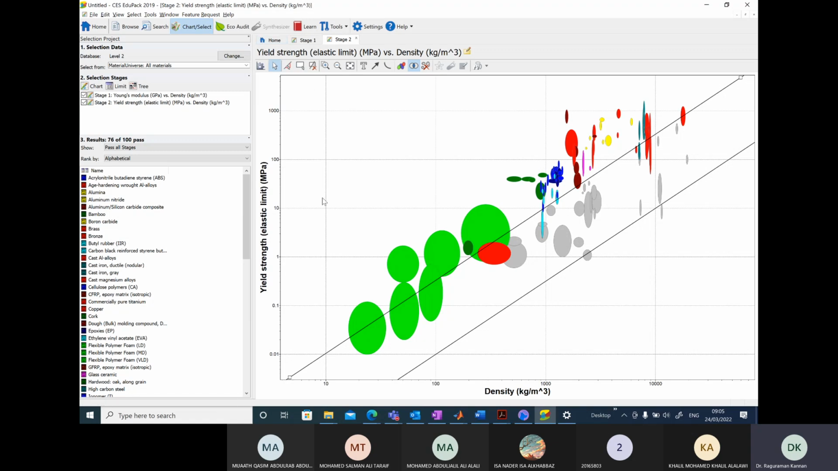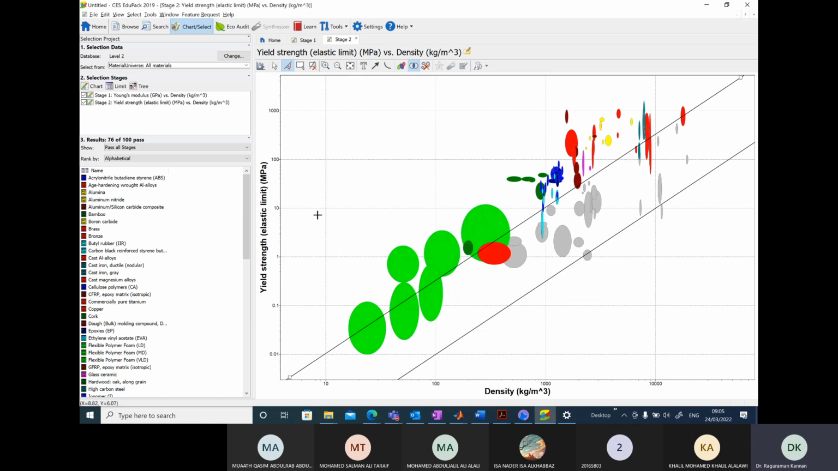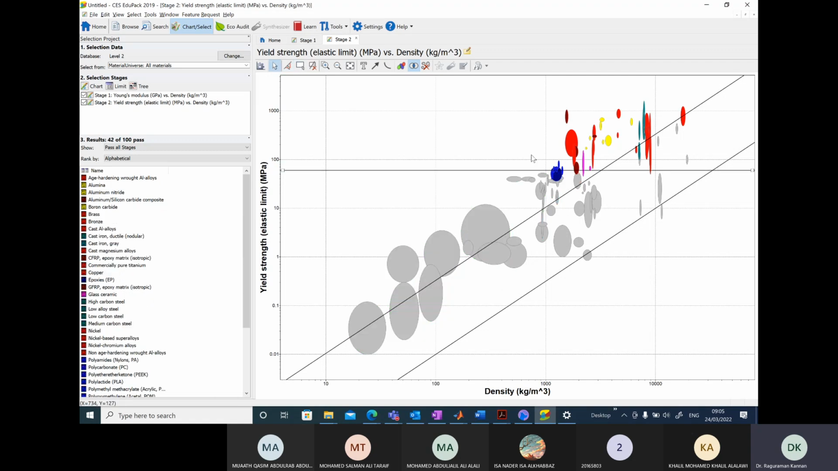Let's see. Also, aluminum has 70 megapascal. If you want to include that, maybe you do not want to go that high. So 10, 20, 30, 40, 50, maybe at 60, you have the minimum value. So now we can draw another guideline with a zero slope, maximizing the index: 10, 20, 30, 40, 50, and 60. If I draw here, it will draw the horizontal line and we can select materials in between here.